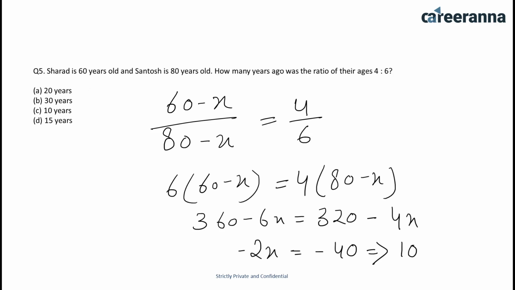So how many years ago was the ratio of their ages? We assumed that the common value is x. So if we see in the options, option C is the correct option, that is 10 years.